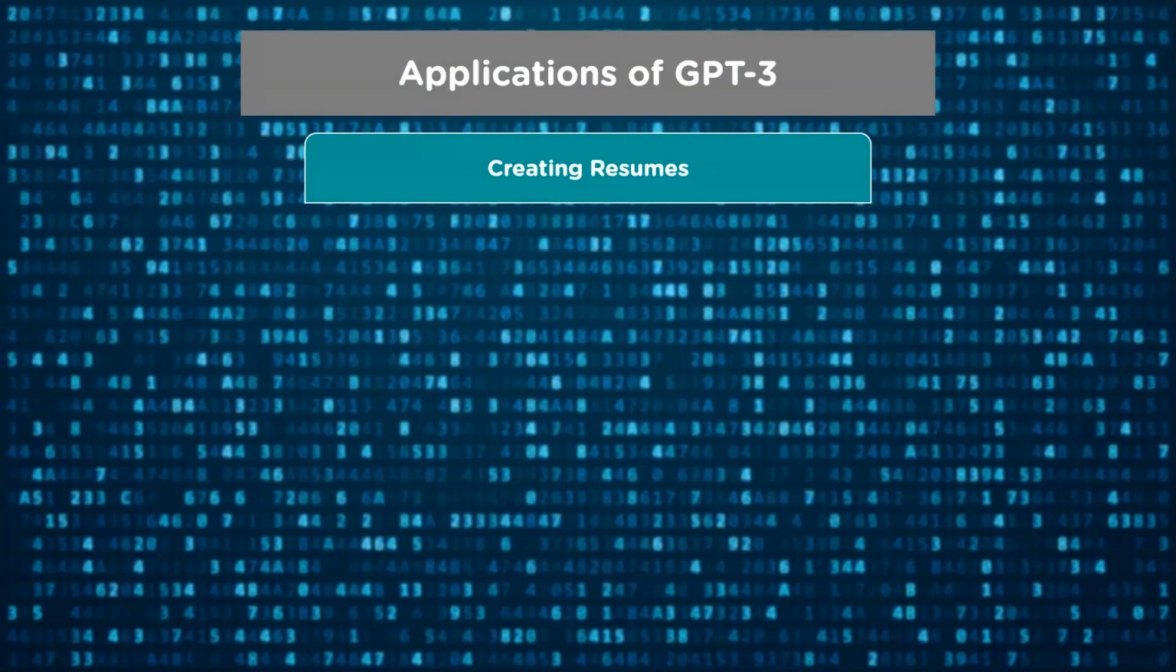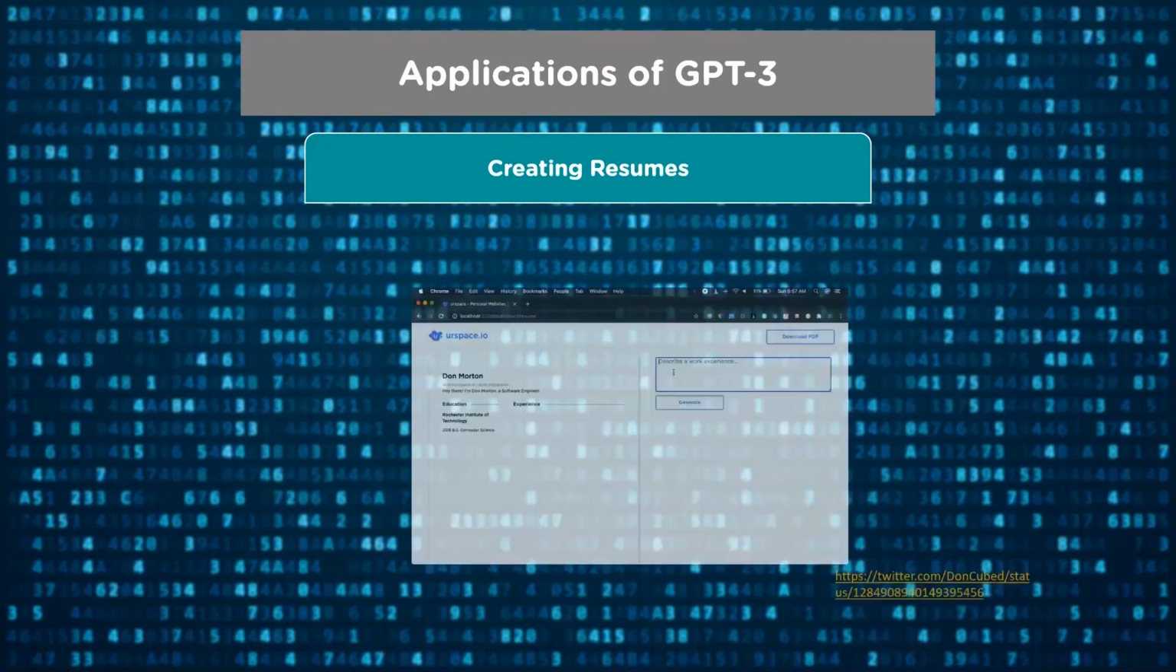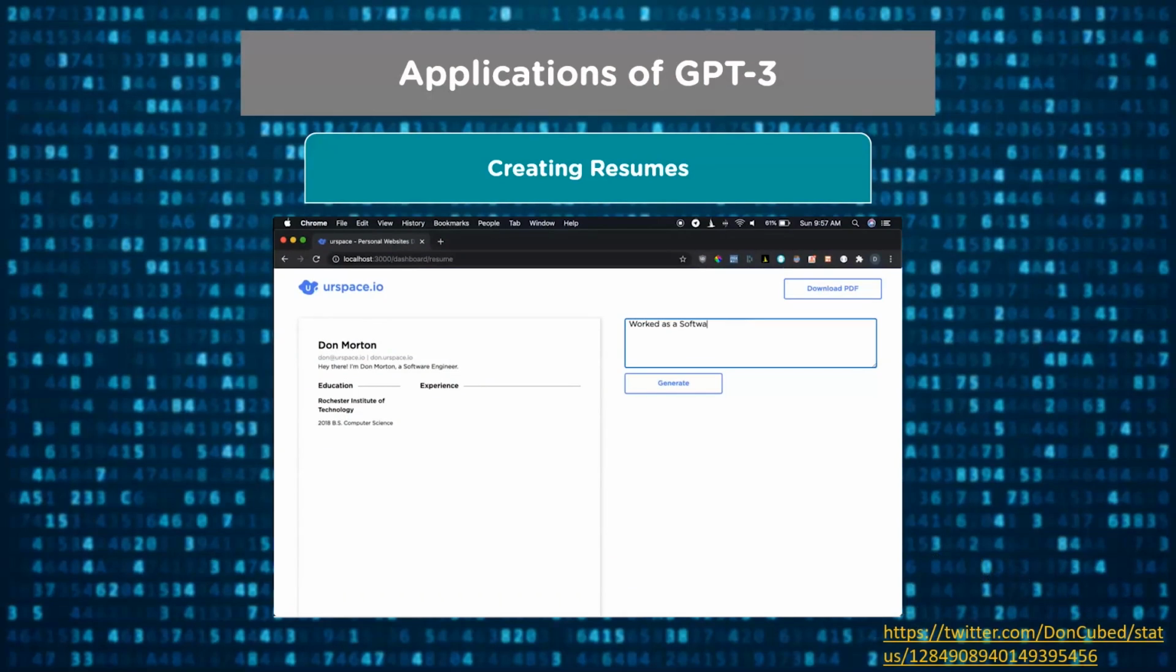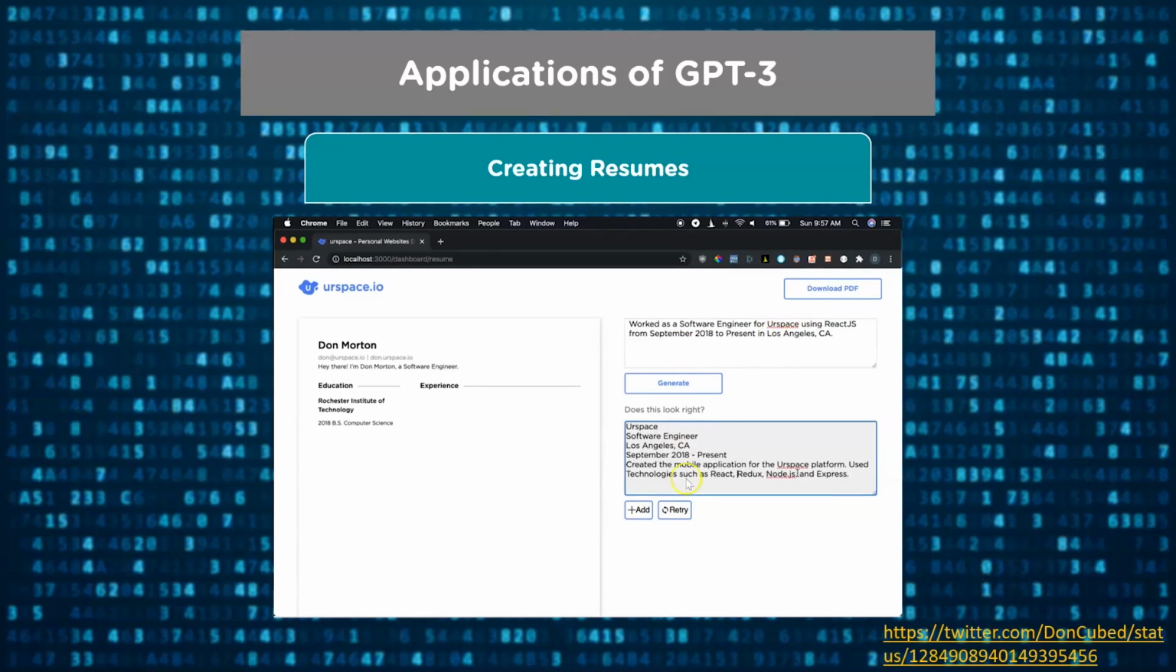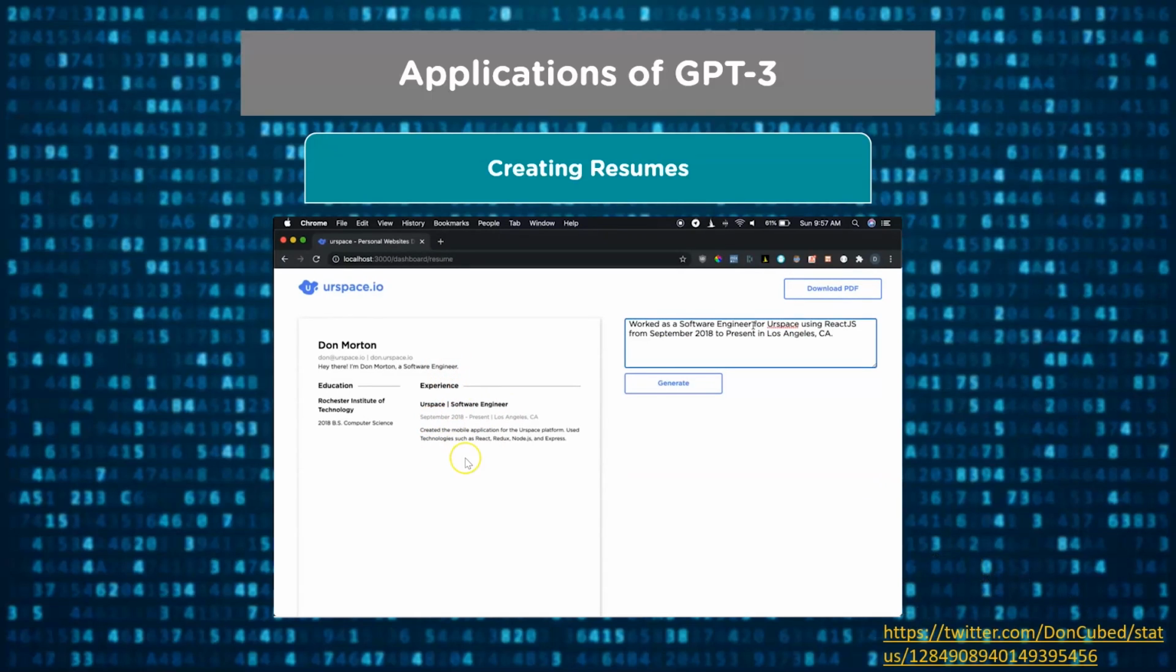The next application of GPT-3 we have is creating resumes. GPT-3 allows you to create resumes by looking at a few lines of text related to your work experience, your educational background, the projects you have worked on, your hobbies and other details. You can see here the user is giving some information about himself, such as his designation as a software engineer and the company he used to work for or is working for. He has worked on React.js from September 2018 in Los Angeles, and you can see on the left the resume will update automatically. Now you can see it here.